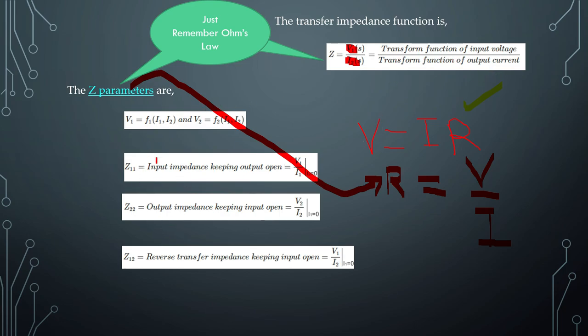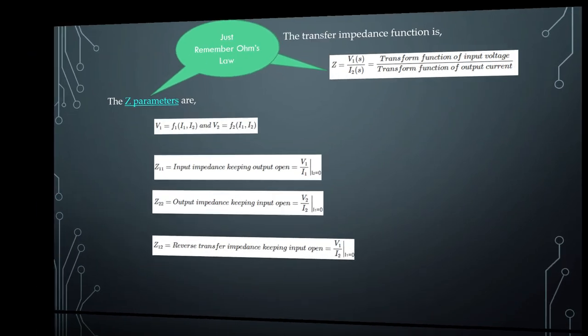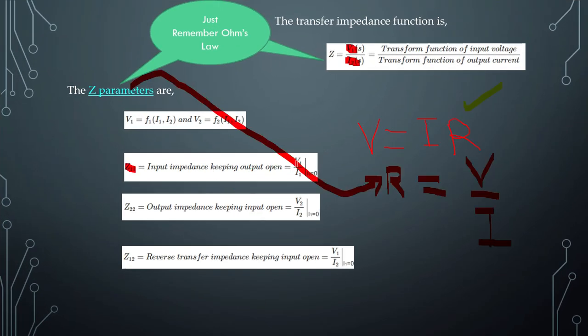So there are a total of 4 parameters we define here. First is Z11. Z11 is the input impedance keeping output open, that is V1 by I1. Input side we are taking V1 and I1, and output current we are saying 0. Z22 is V2 by I2, that is completely the output part, and Z12 is half part of input, half part of output. Input side we are taking voltage, output part I2.